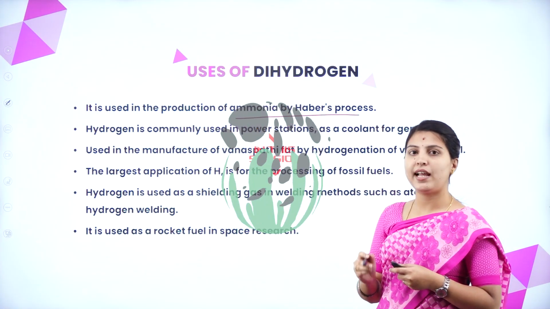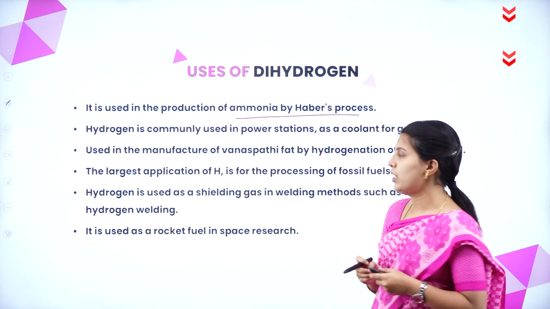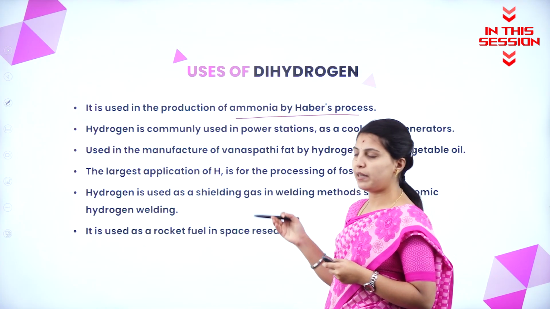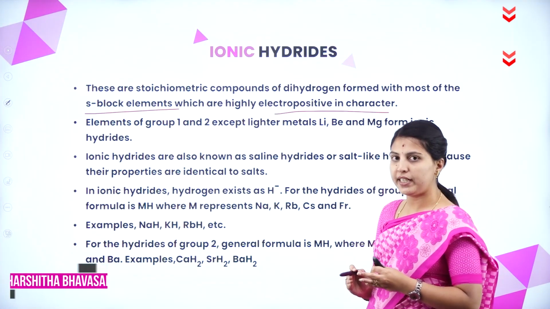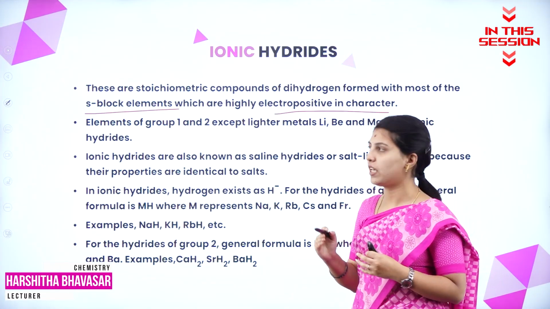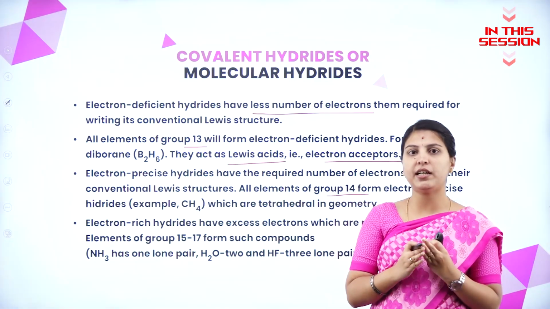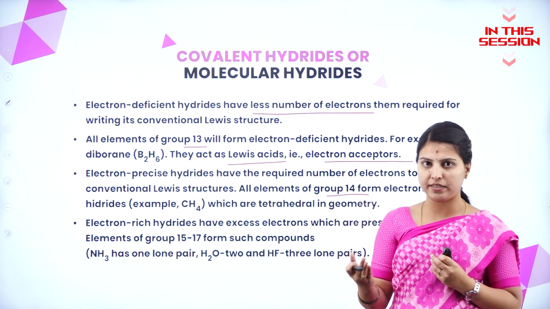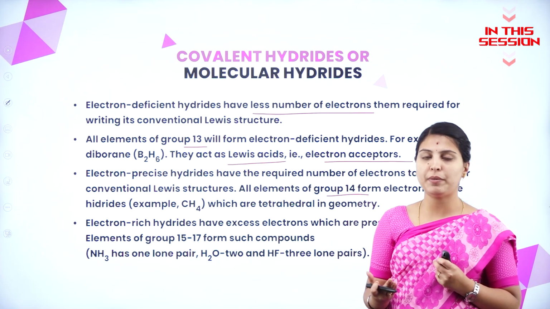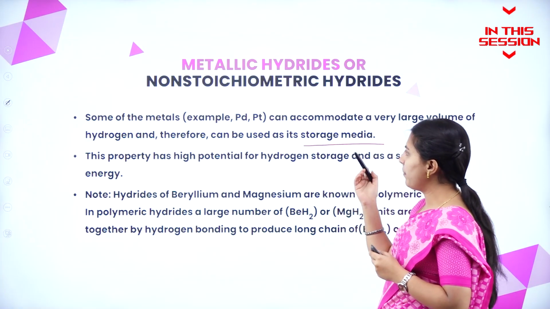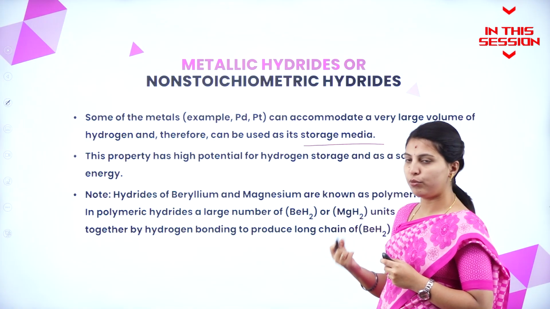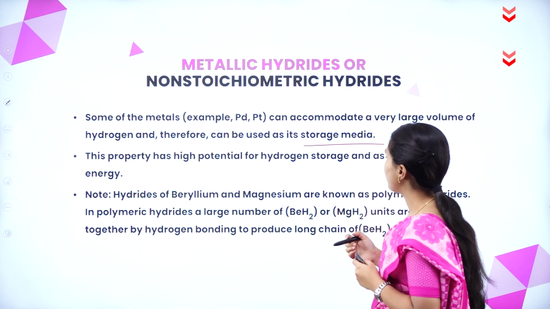Ammonia will be used in the laboratory in major quantity, so that will be produced by the Haber's process. These are stoichiometric hydrates which will be formed by s-block elements, which are highly electropositive in nature. How many electrons should be present? That many electrons will be present in the structure. Palladium and platinum absorb hydrogen gas more, so they will act as storage media.